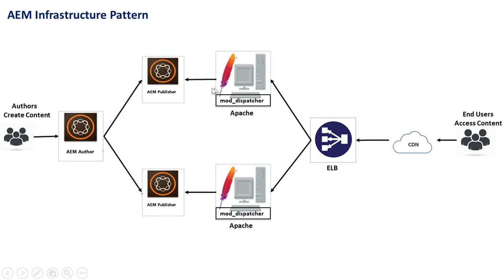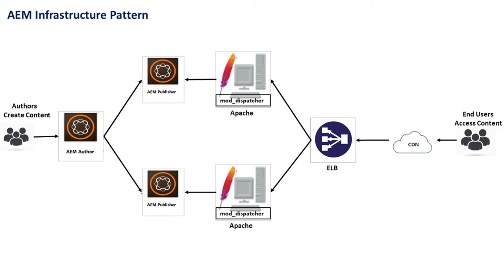So the dispatcher is going to connect with the backend publisher, AEM publisher. So here we are having a one-to-one mapping. One dispatcher is connected to one publisher. It's a one-to-one. Like yeah, you can see this, two publishers, two dispatchers. So they will give better performance.